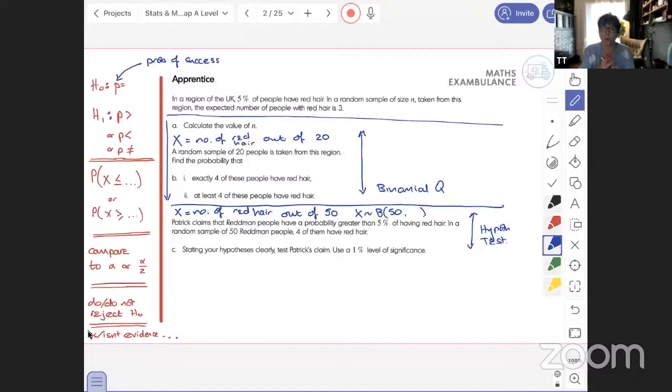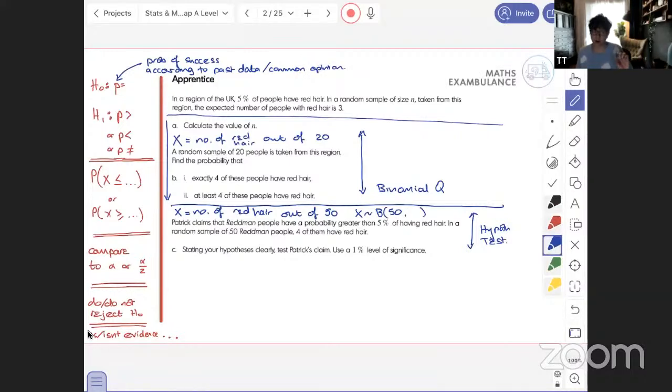Okay, so what you're looking for in the hypothesis bit or in the information at the front is, what do we think the probability of red hair is? What do we think the probability of getting red hair is going to be? Probability of success. And it's the probability of success according to past data or according to common opinion.